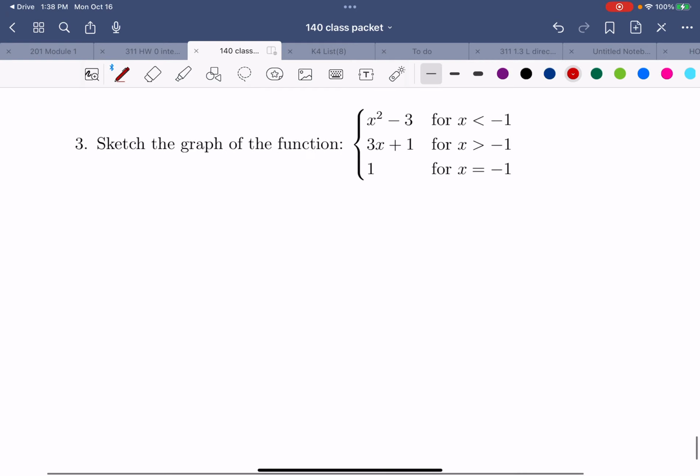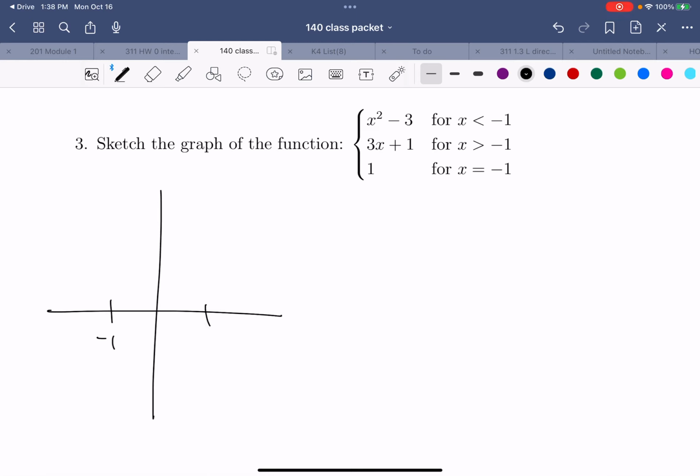All right, for my piecewise functions, I'm going to think about graphing this with different sections. So here's my breaking point. This one is just at -1. I'm actually going to start from the bottom. This says at x equals -1, the value is 1. So for x equals -1, 1 would be the point right there.